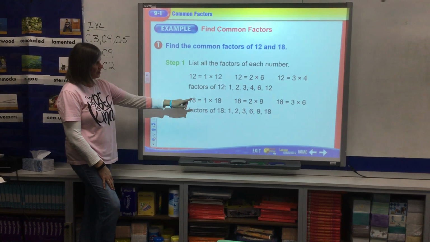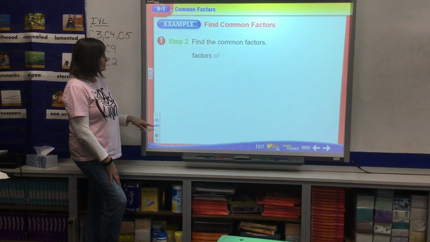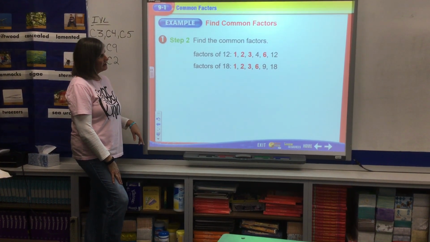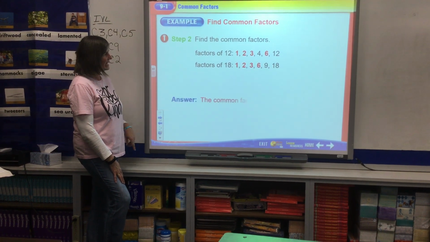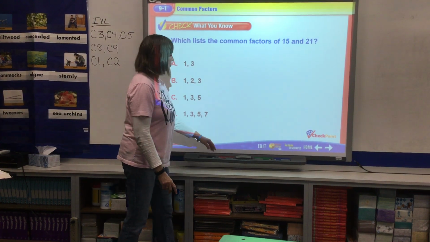The factors of 18 are 1, 2, 3, 6, 9, and 18. And the common ones are the ones that they have the same. They highlighted theirs just like we did. They got 1, 2, 3, and 6 for common factors. Excellent. All right, we're going to try another problem.